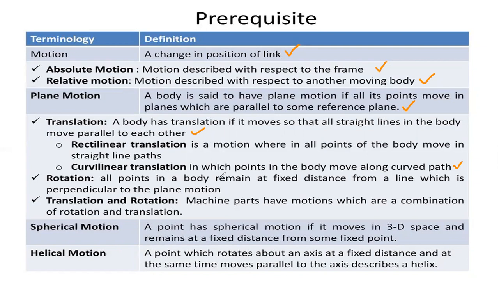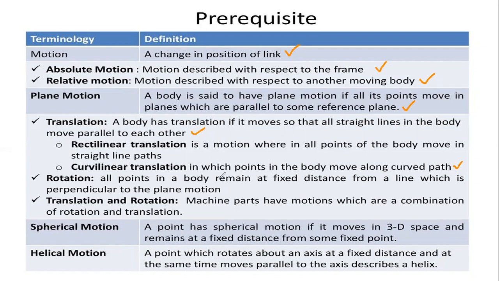Next one is the translation and rotation. Machine parts have motions which are a combination of both rotation and translation. So that is in the plane motion.